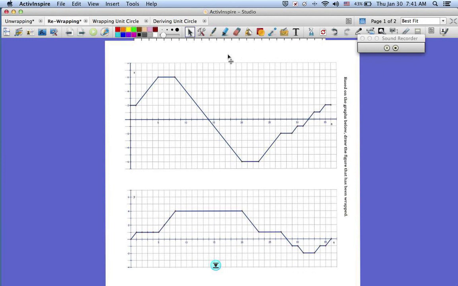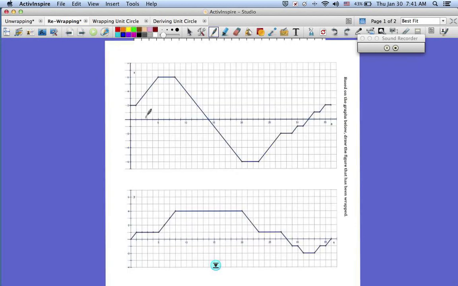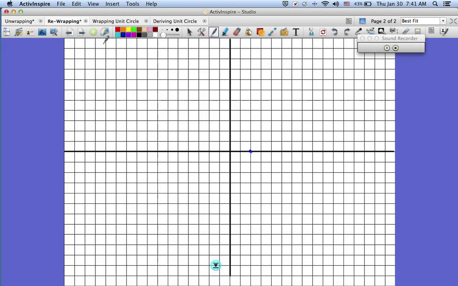What I'm looking at here is the exact opposite of what we just did in the last video. A wrap of 0 gives me an x value of 2 and a y value of 0. A wrap of 1 gives me 2, 1. So I plot 2, 1. And we continue in this manner.